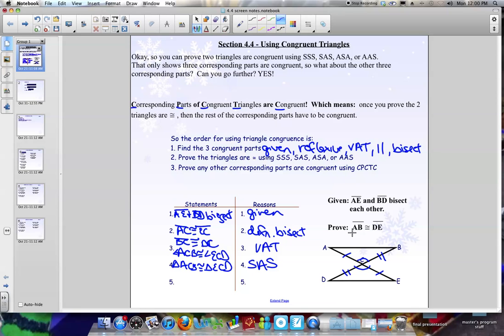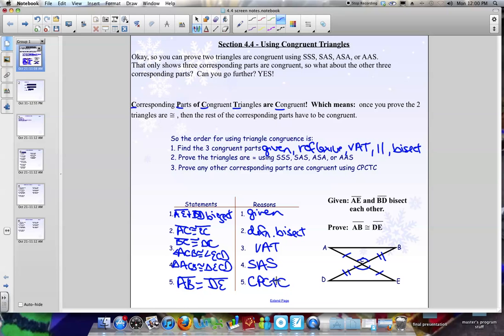And now my ultimate goal was to prove that AB equals DE. And I can now say that because my triangles are congruent, then all of my extra parts are congruent using the theorem CPCTC. That's how I know that AB and DE are congruent. I couldn't prove it before, but now once my triangles are congruent, then my other pieces are congruent.